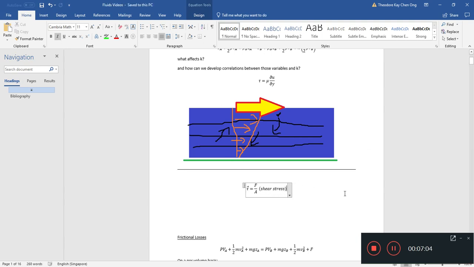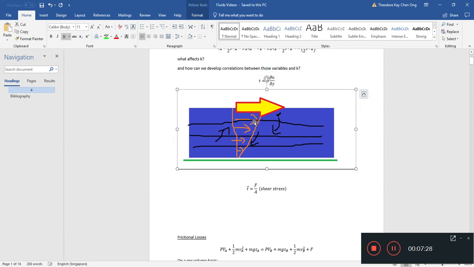Why is it called shear stress? Because the arrow is pointing in the direction parallel with the length of the fluid. There are other kinds of stresses too. I'm not going to talk about them in this video. Now, how do we measure the fluid's response to this stress? We look at the variation of the velocity as it goes down.